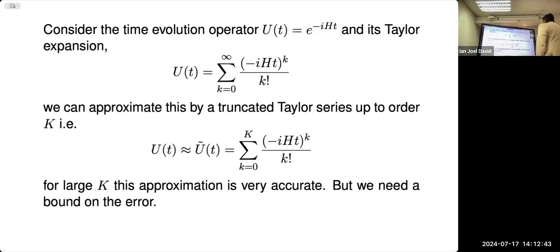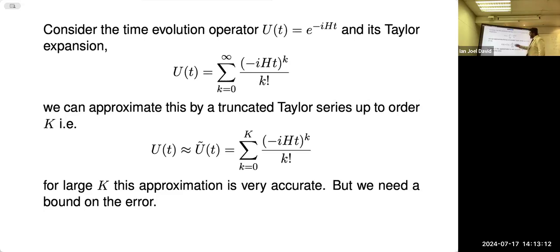So if we consider the time evolution operator that we've been simulating the last two lectures, U of t is e to the minus iHt. We know that we can write it as a Taylor expansion. This is known stuff. And we can approximate this by a truncated Taylor series, meaning that if we write this as a Taylor expansion and we decide, let's stop this series at some finite term, then we call that a truncation.